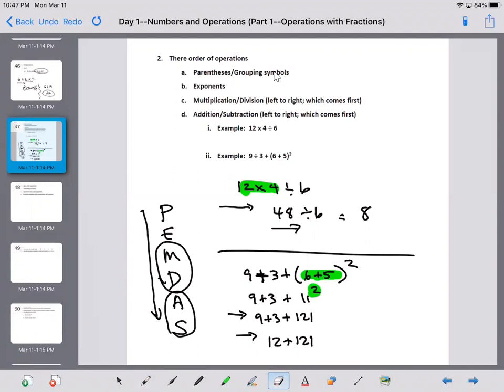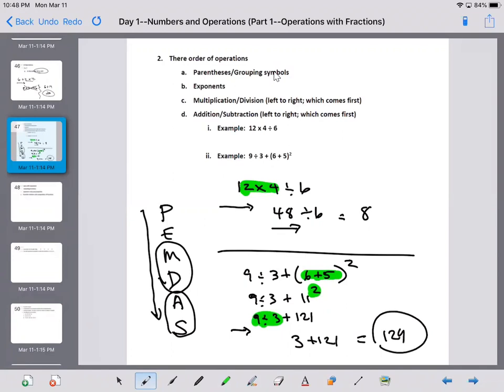Well, that was division, wasn't it? The whole time that was division, and I put addition. So let me rewrite that. That was 9 divided by 3, 9 divided by 3. And so when I get to this point, left to right. So now I want to look at the division piece. So 9 divided by 3, that'll give me 3, and then add the 121, and I get 124 as an answer. So there you go.